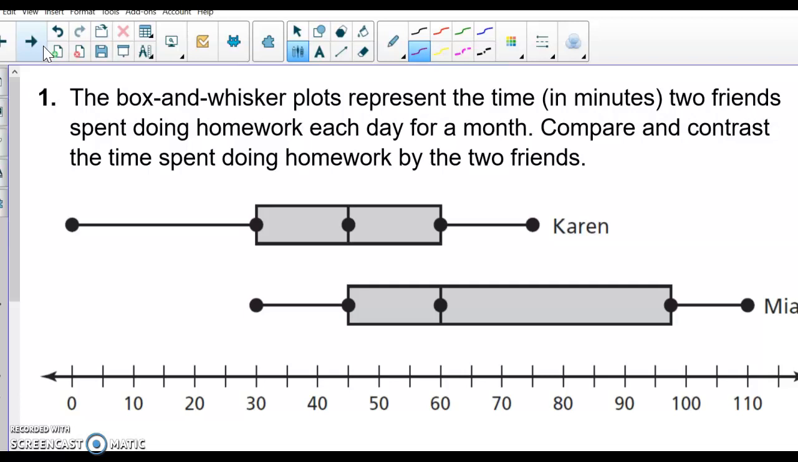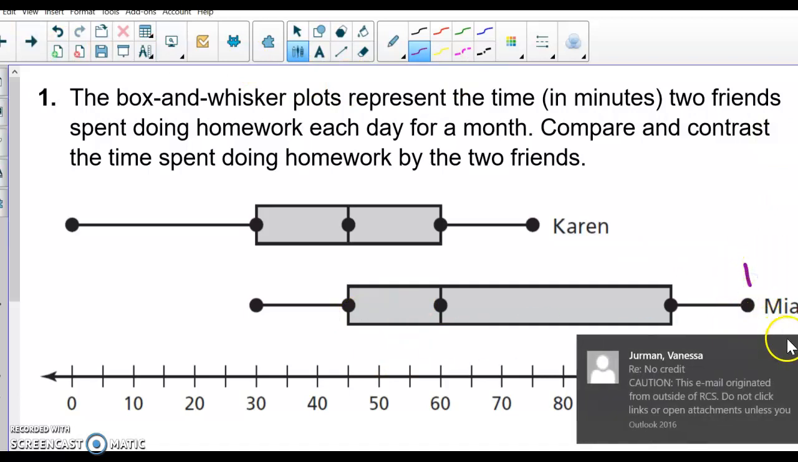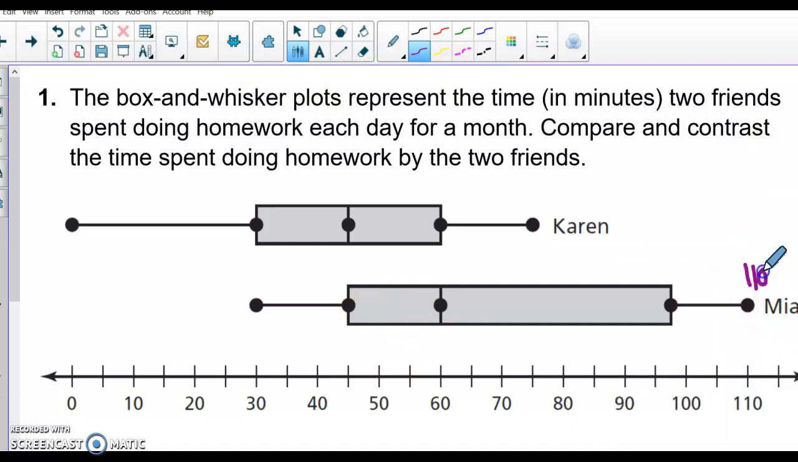So the box and whisker plot represents the time in minutes two friends spent doing homework each day. So compare and contrast. If I just compare these, look at Mia's highest number is 110. Karen's highest number is 75. So you can tell that Mia spent more time on it than Karen. Karen actually spent, if you look at her low number, 0, and Mia spent 30 minutes. So you can compare highest and lowest values as well for time spent doing homework.